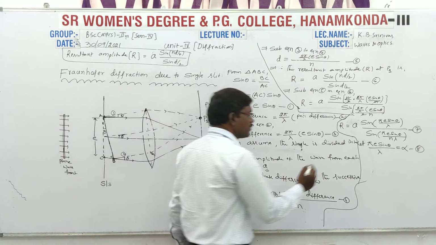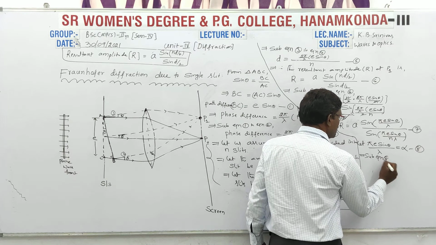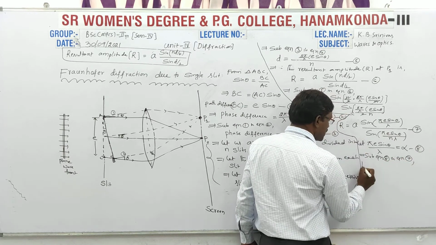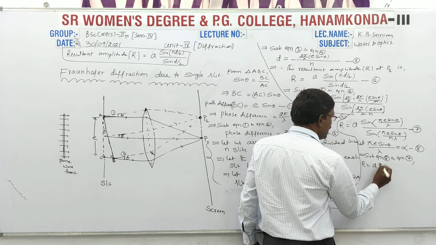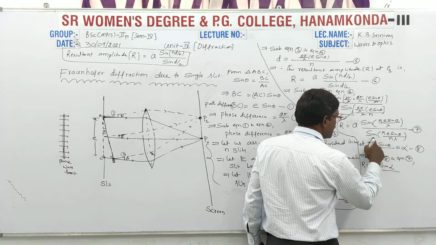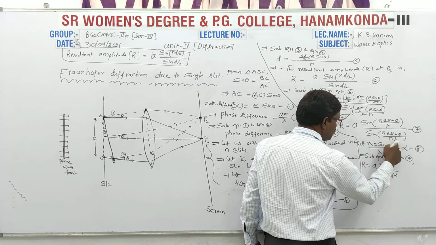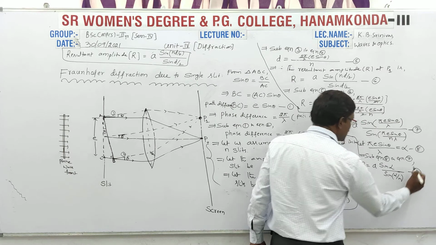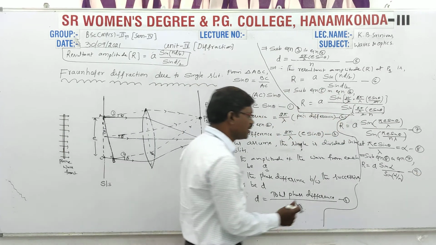Just to substitute equation 8 in equation 7. So equation 7 becomes R is equal to A, this numerator becomes sin alpha, this denominator becomes sin of alpha by n. Clear? Let this be equation number 9. See equation 9 carefully.